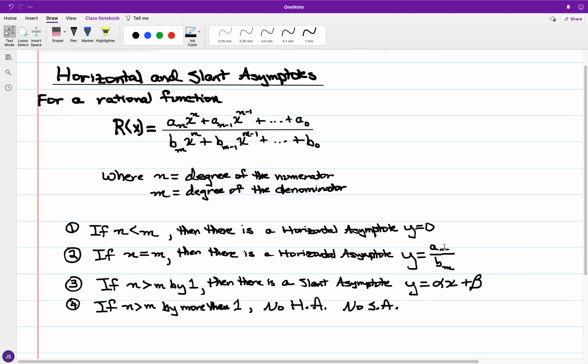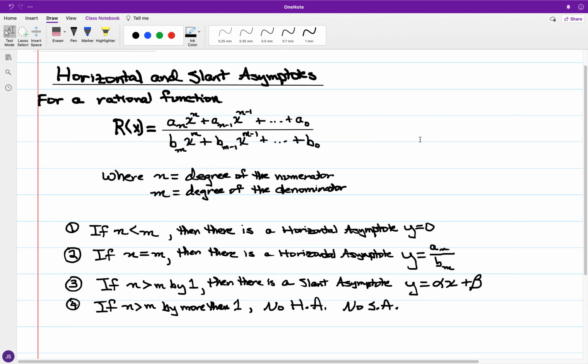And if we have that n is equal to m, then we're going to have a non-negligible horizontal asymptote where y is equal to a of n over b of m, and this will be a constant resulting from taking the ratio of the highest order terms.